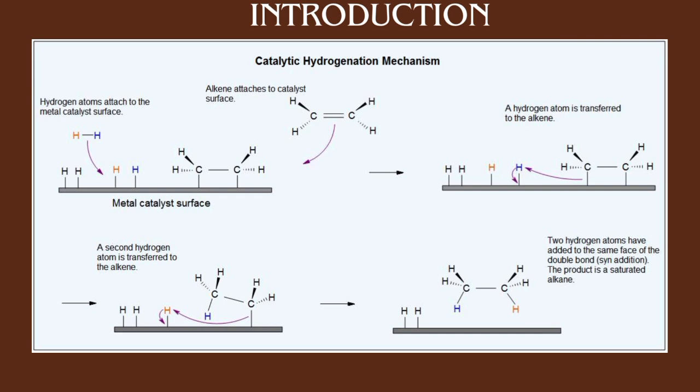Unsaturated oil molecules with double bonds are also adsorbed onto the nickel surface. Hydrogen atoms move to the oil molecule, breaking the double bond and turning it into a saturated fat. The saturated fat molecules formed are released from the nickel surface, and the nickel is ready for the next cycle.